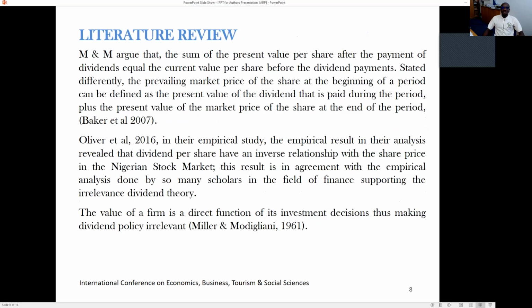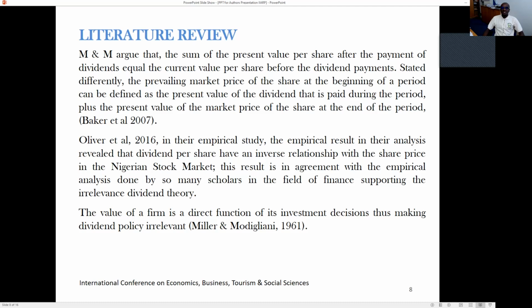Literature review. Modigliani and Miller argue that the sum of the present value per share after the payment of dividends equals the current value per share before the dividend payments. Stated differently, the prevailing market price of the share at the beginning of a period can be defined as the present value of the dividend that is paid during the period, plus the present value of the market price of the share at the end of the period. This is in accordance with Baker et al. 2007, Oliver et al. 2016 in their empirical study.